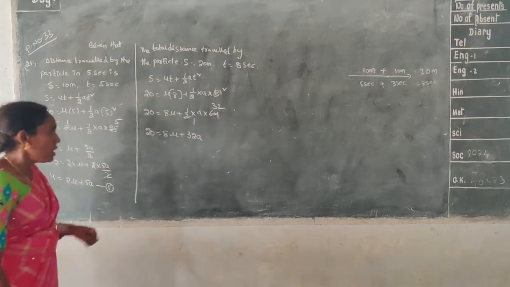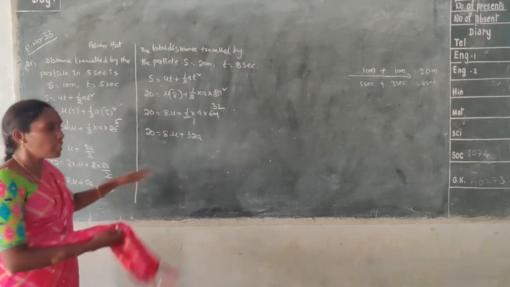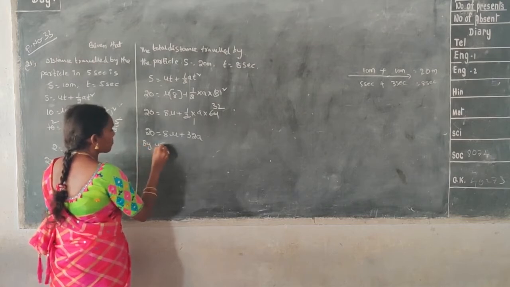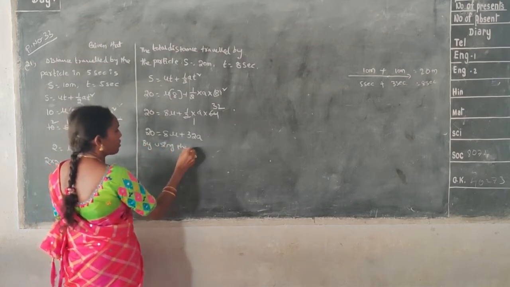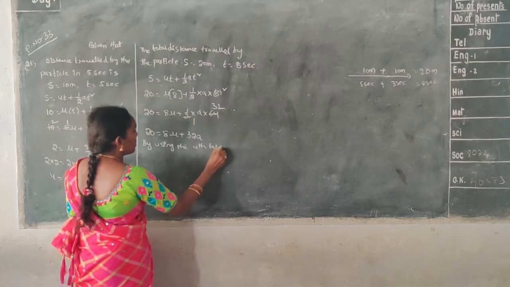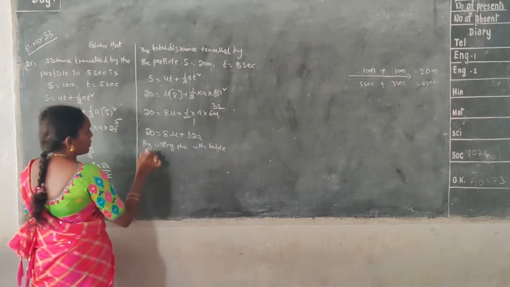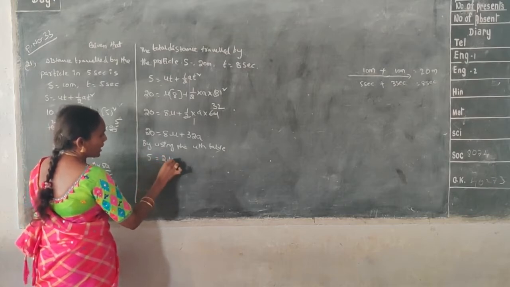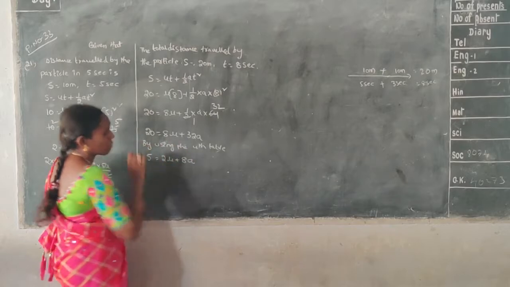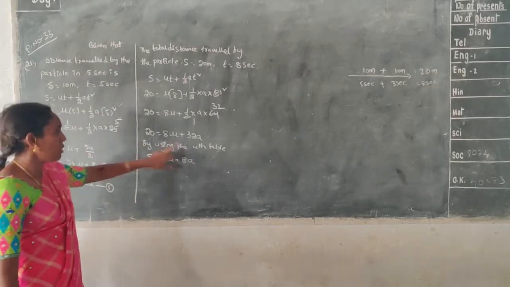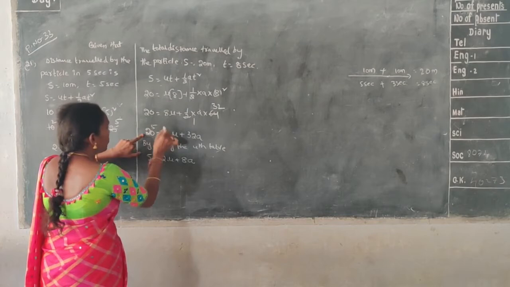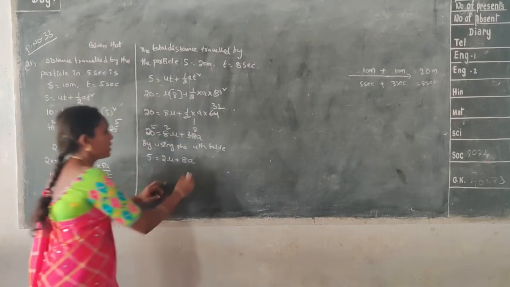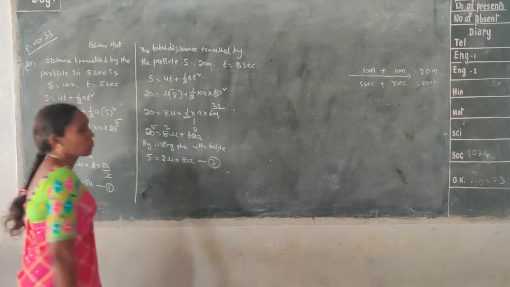Here these are all multiples of 4, so by using the fourth table: 4 fives are 20, 4 twos are 8, 4 eights are 32. Here 5 is equal to 2u plus 8a. This is equation number 2.